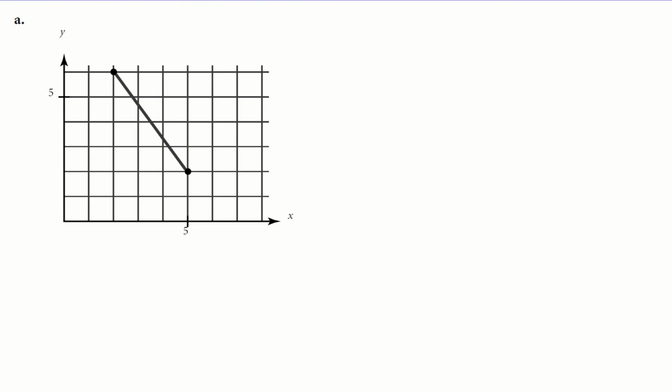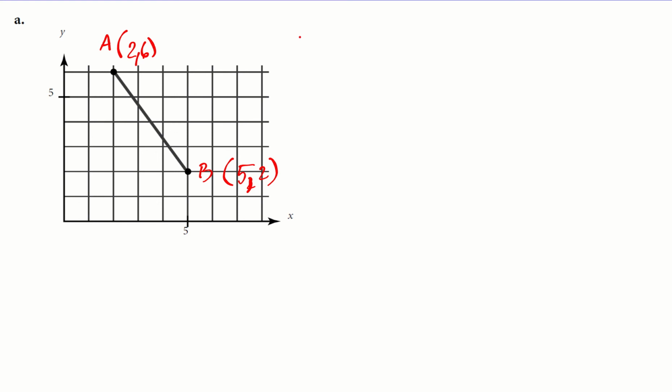Let's call this point A, and let's call this point B. Point A is at (2, 6). Point B is at (5, 2): 5 units to the right, 2 units up. Okay, so now we want to find the distance between these two points.